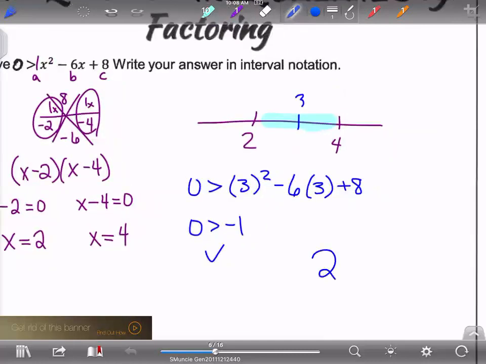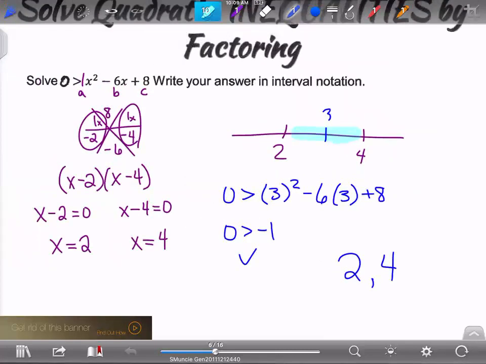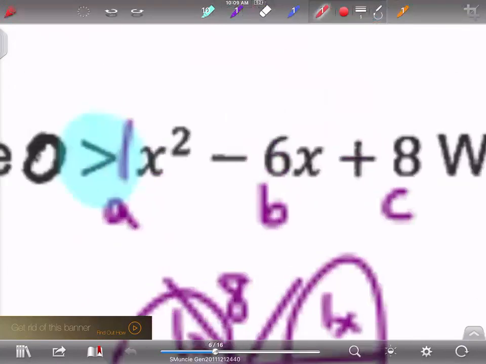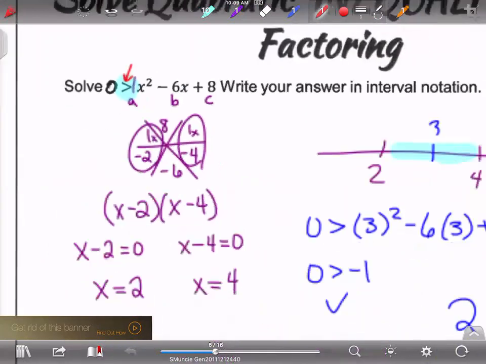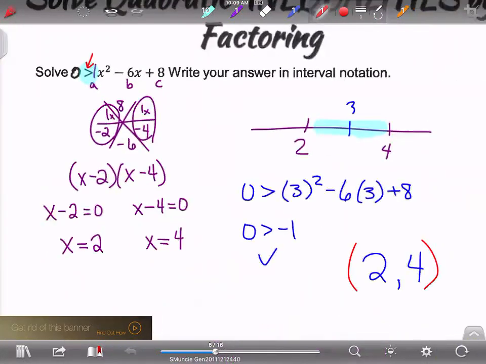2 and 4. So I'm going to have 2, 4, and then I have to decide whether they get parentheses or brackets. How do you know it's parentheses? So look back at your original symbol. Here's my original symbol. There's no equal to underneath it, so it's got to be parentheses. So I think this one's easier because just the middle region works. Put the boundary points and then decide parentheses or brackets. So on this one, that's our answer, right? This is your final answer.